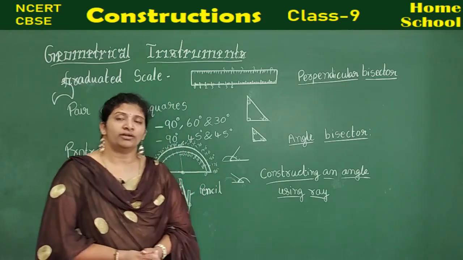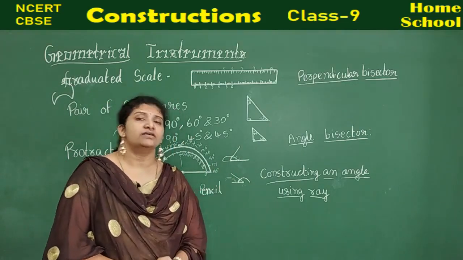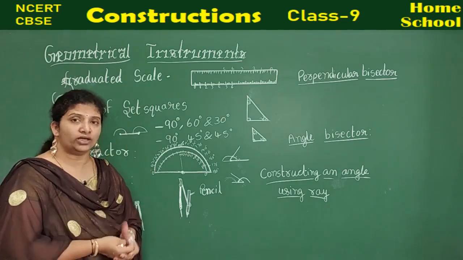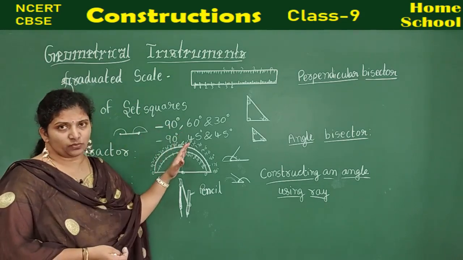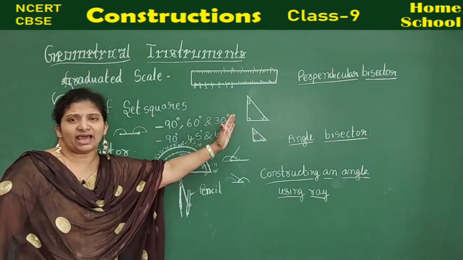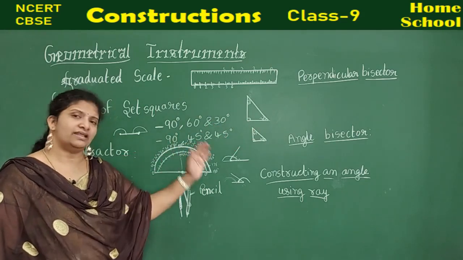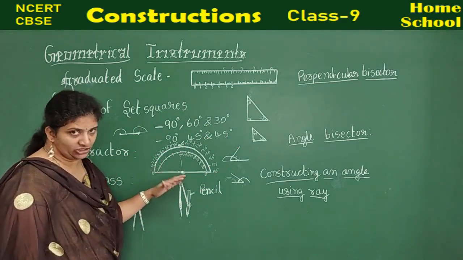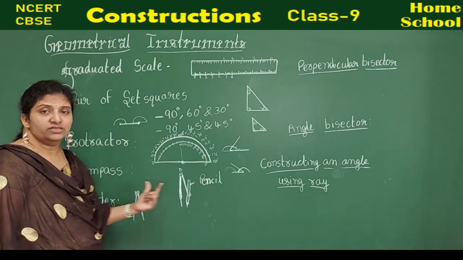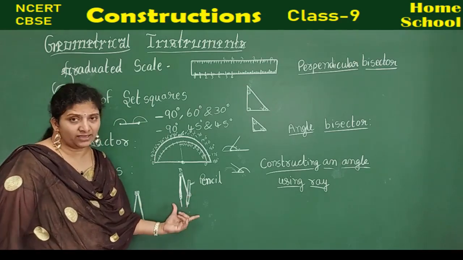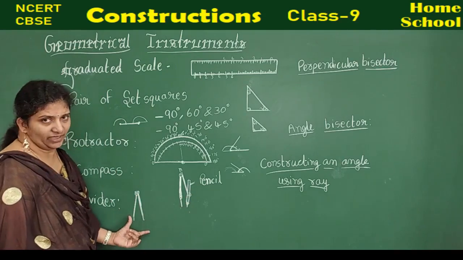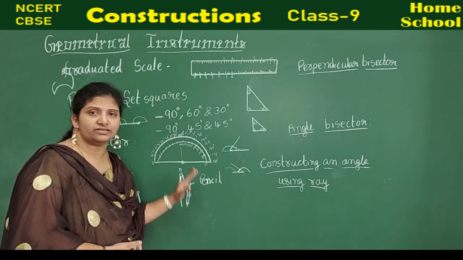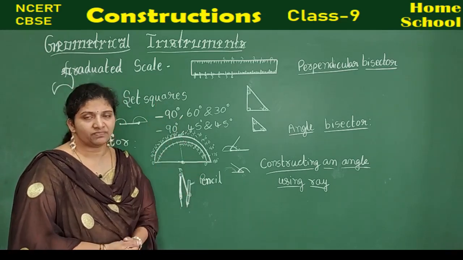Once again, what are all the geometrical instruments that will be there in your geometrical box? A graduated ruler or graduated scale, you can write graduated ruler, and a pair of set squares. One set square will have angles of 90, 60, 30 and another set square will have 90, 45, 45. A protractor to measure the angle, a compass to draw circles or curves or arcs, and you can have a divider, right? Eraser and pencil need no mentioning. These are all the geometrical instruments which will be there in your geometrical box.